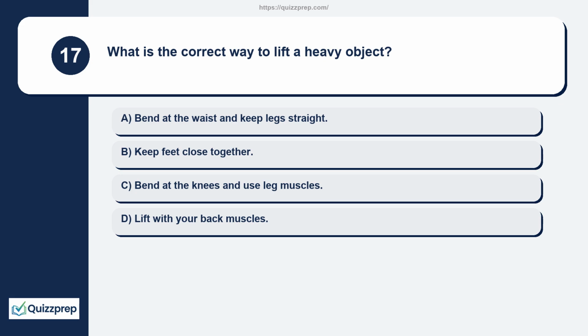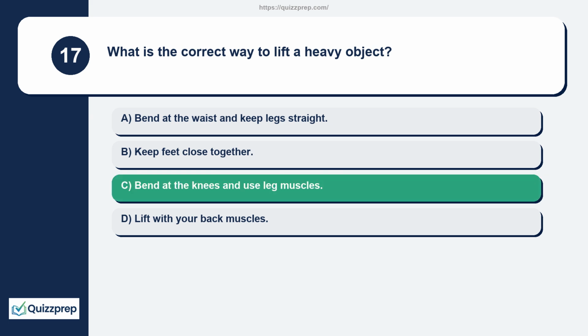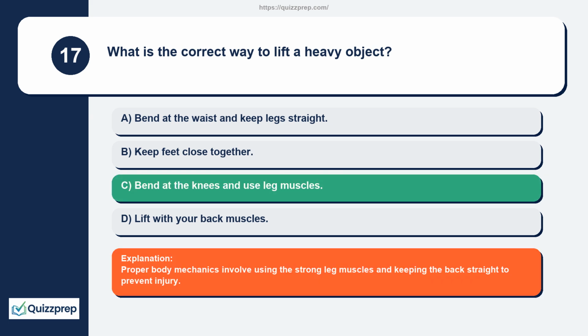Question 17. What is the correct way to lift a heavy object? Bend at the waist and keep legs straight. Keep feet close together. Bend at the knees and use leg muscles. Lift with your back muscles. Proper body mechanics involve using the strong leg muscles and keeping the back straight to prevent injury.